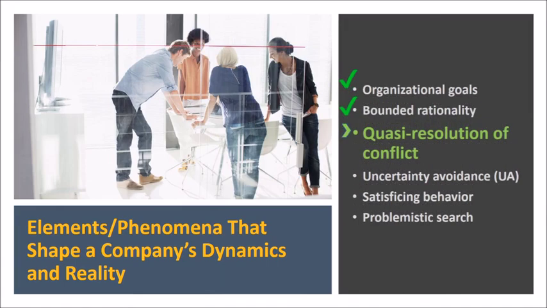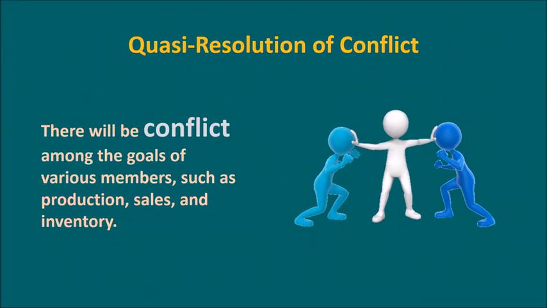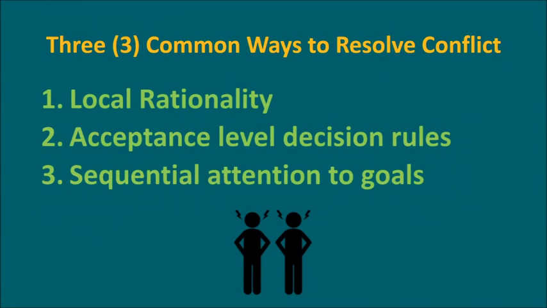Quasi-resolution of conflict. A company can be considered a coalition of individuals with different goals and unequal power that influence organizational objectives to varying degrees. Obviously, there will be conflicts among the goals of various members, such as production, sales, and inventory. Looking at many organizations, we can identify 3 common methods that individuals and departments employ to resolve conflicts.